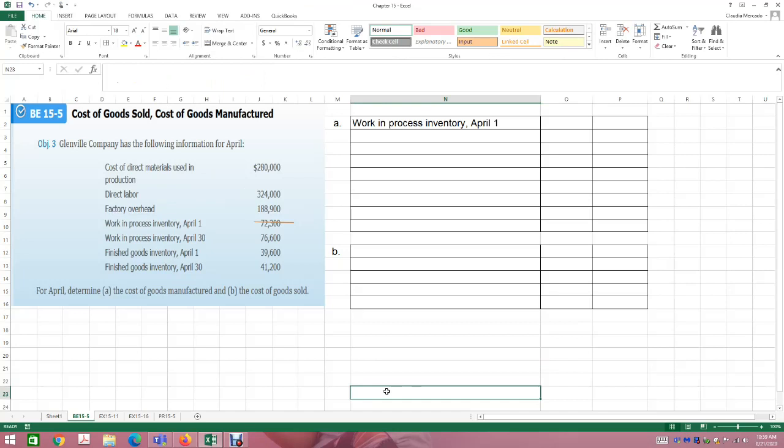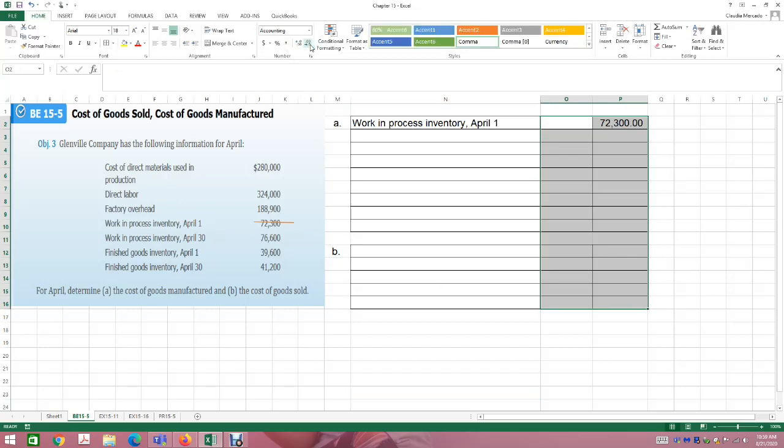So when I'm working out these problems, I tend to highlight or scratch off or do a lot of things to it. That way I know that those numbers have been used, and when I'm finished, I should have used everything that I should have used. I'm not missing anything. Okay, so that's what I'm going to be marking off as I use. So my beginning work in process was $72,300. Let me put some commas here, just for clarity for myself.